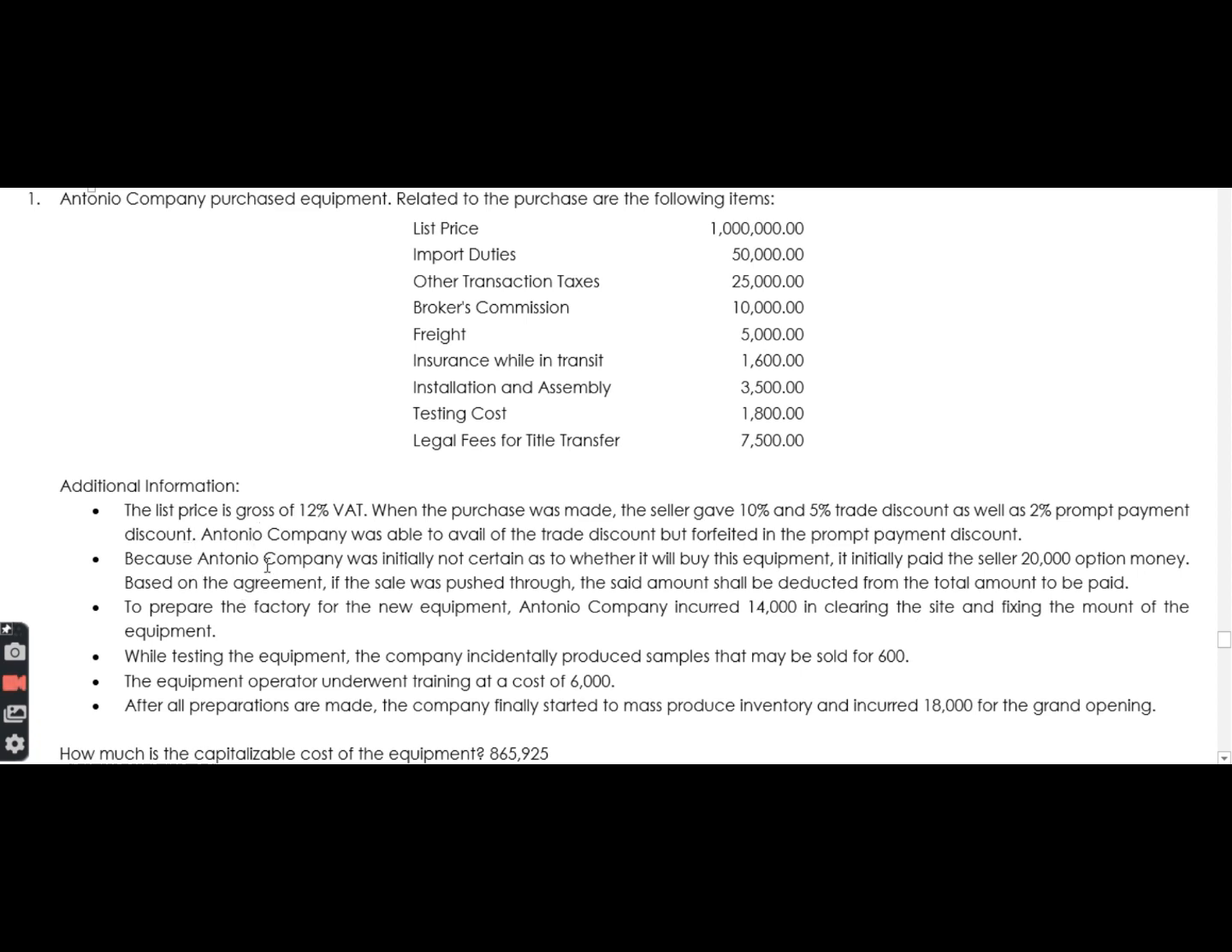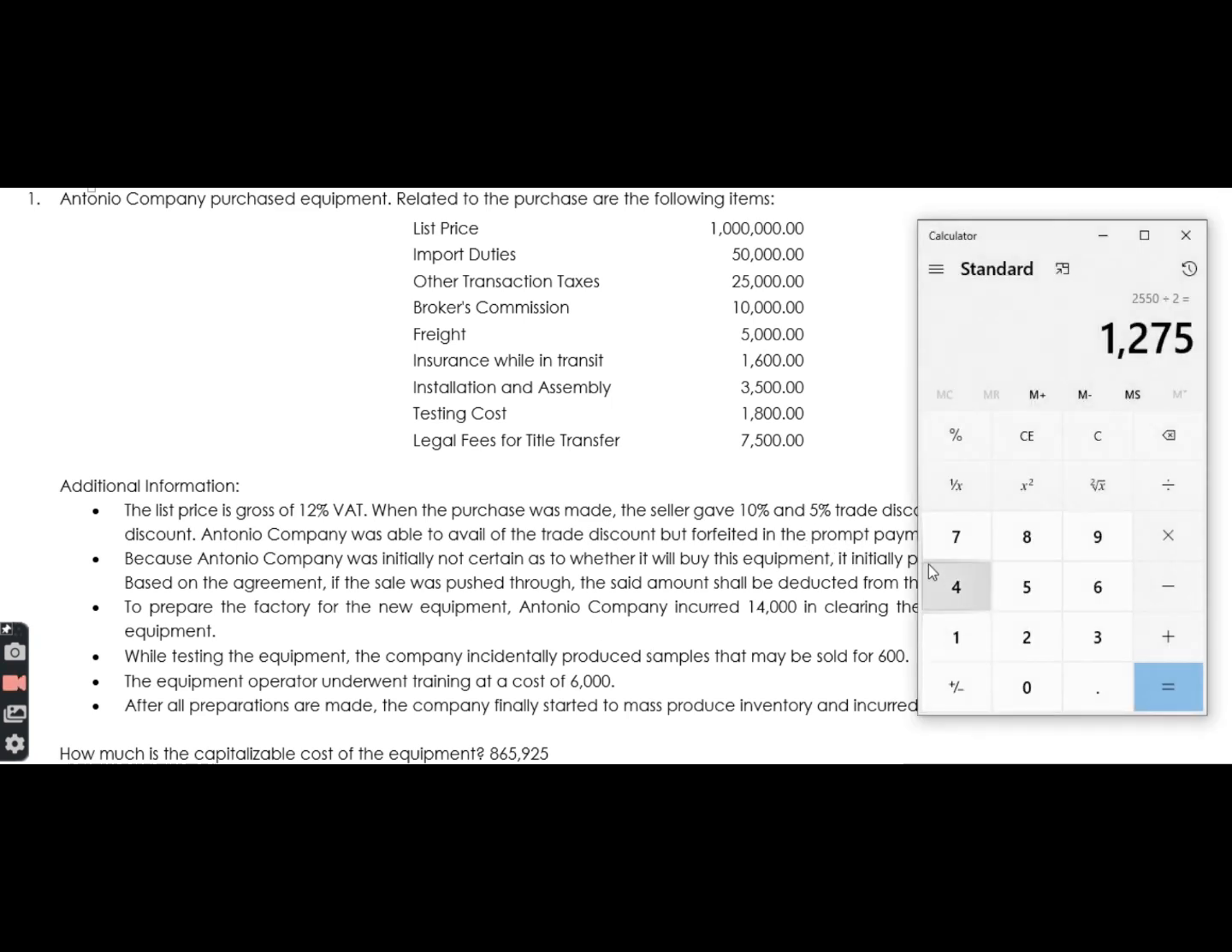Sabi, the list price is gross of 12% VAT. When the purchase was made, the seller gave 10 and 5% trade discount as well as 2% prompt payment discount. Antonio Company was able to avail of the trade discount but forfeited the prompt payment discount. Anong sabi ng standard? Regardless kung taken or not, basta kunin natin, tanggalin natin lahat ng available na discounts, whether trade discount or other rebates.